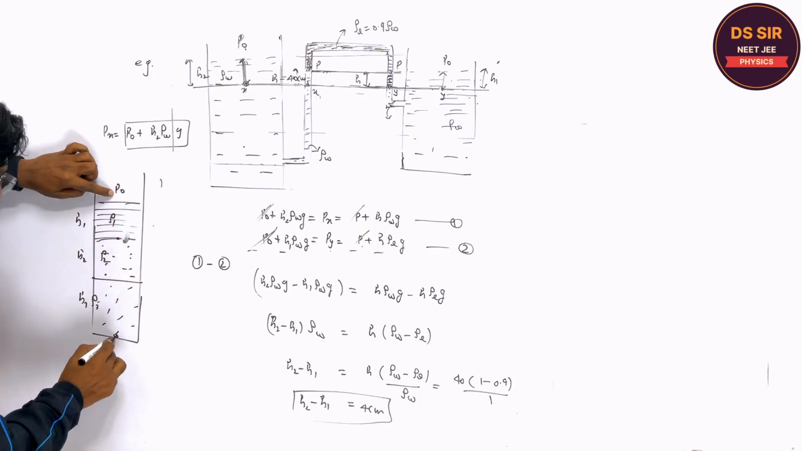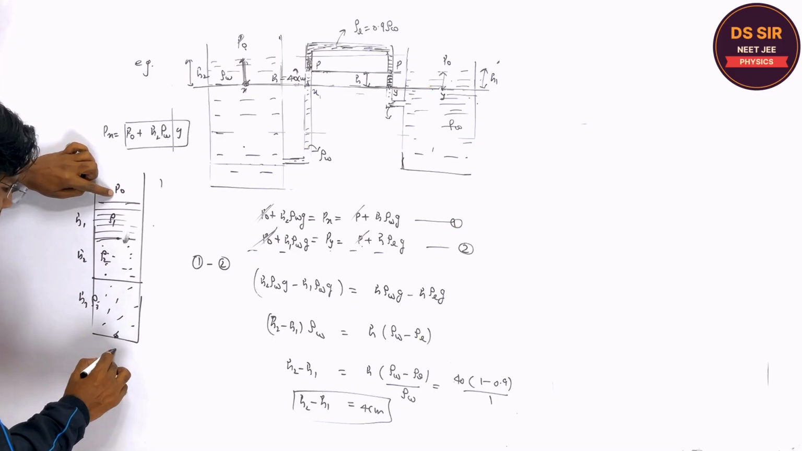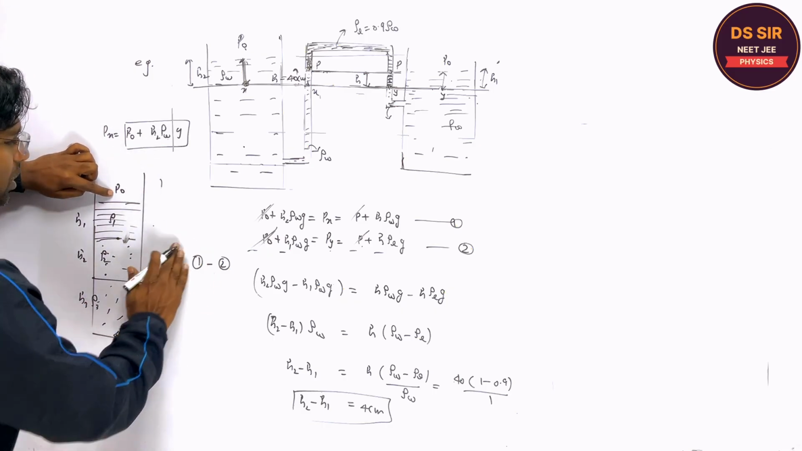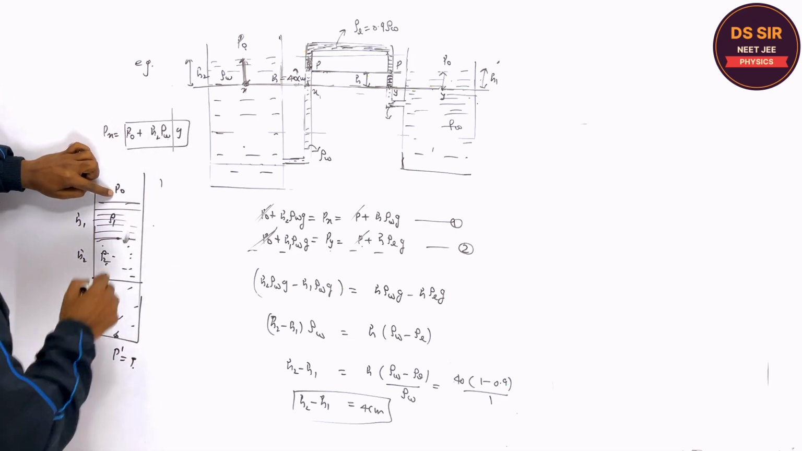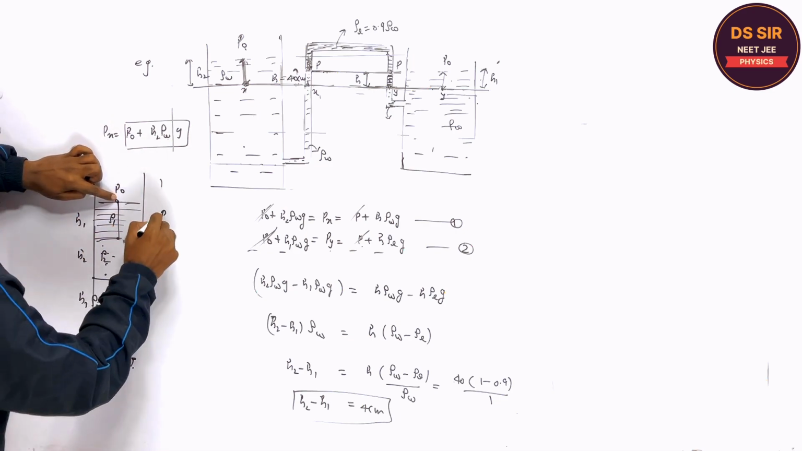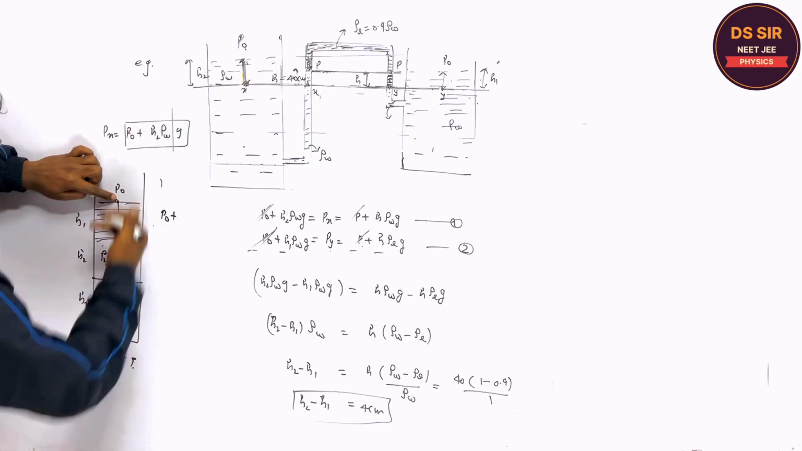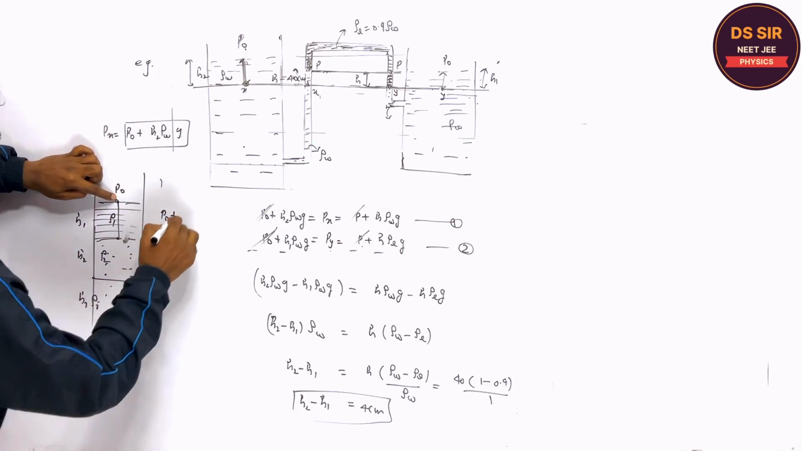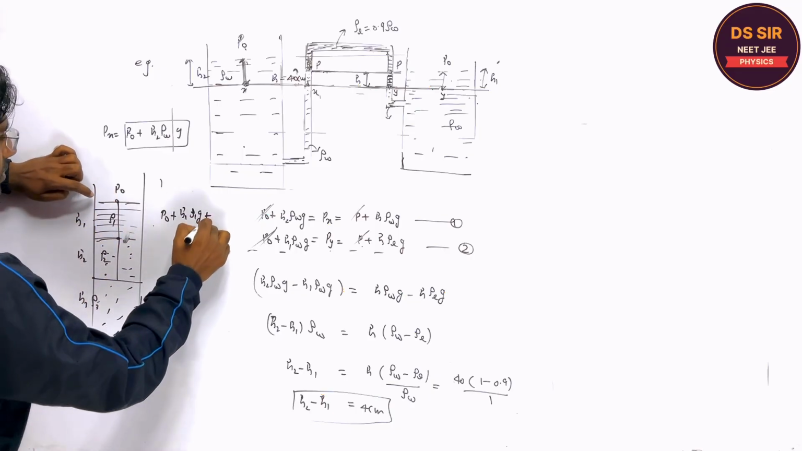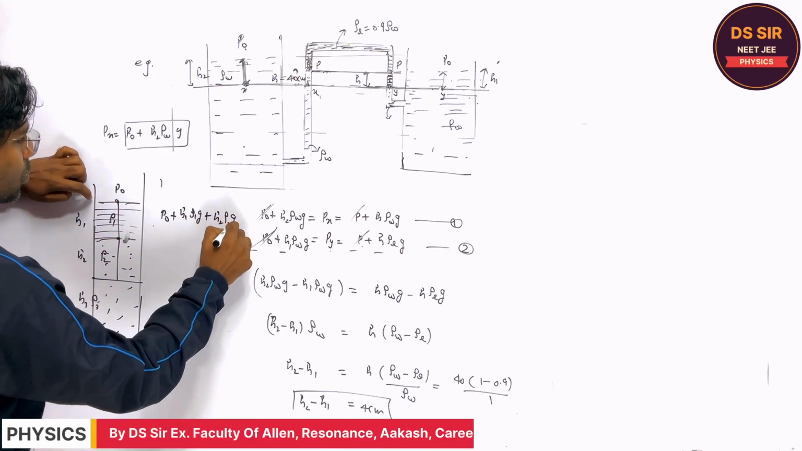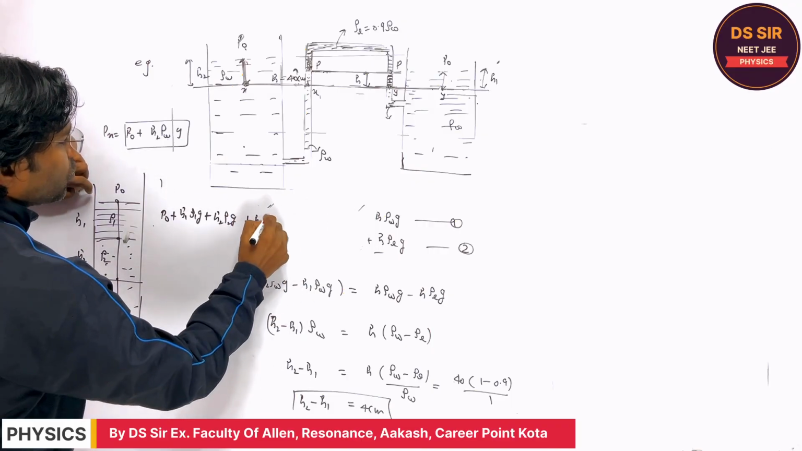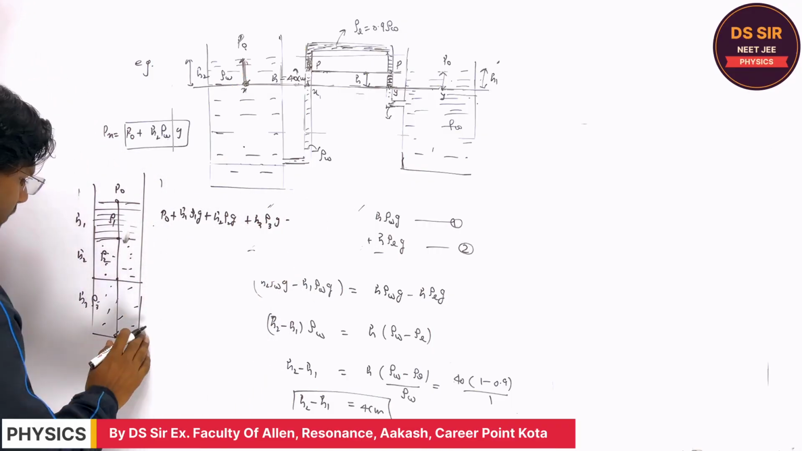Listen, I want to write the pressure at this point, P dash. So the manometric pressure equation, how to write? This is P naught. Say move down. P naught plus, tell me, H1 rho 1 G plus H2 rho 2 G plus H3 rho 3 G.